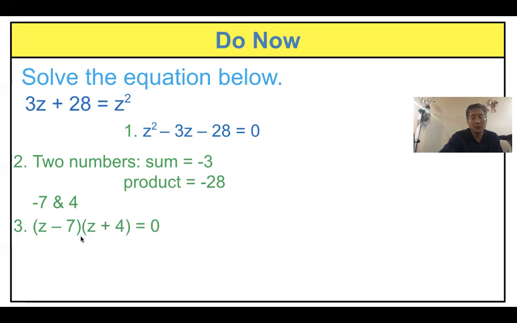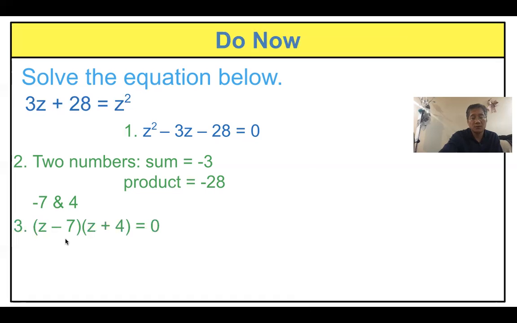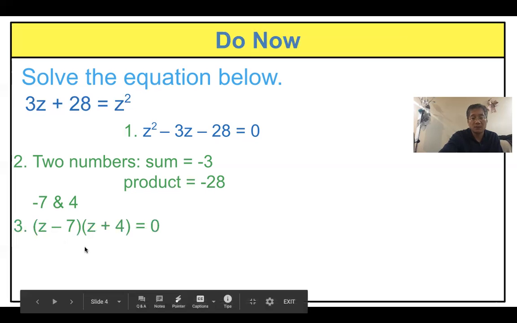So what are zeros? What should you do? You should set each factor equal to 0, right? Like this. So z minus 7 equal to 0, z plus 4 equal to 0. Then if you solve it, z is 7 here and negative 4 here. These are the answers.